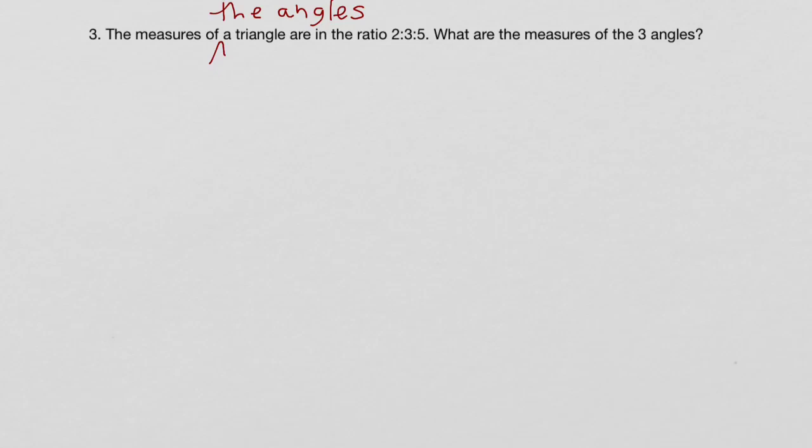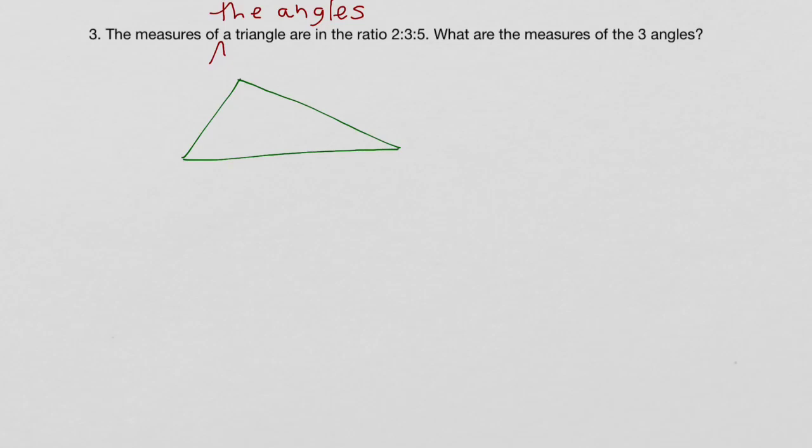So it doesn't mean that the measures themselves are 2 degrees, 3 degrees, and 5 degrees. It just means that they are in that ratio. So there's some multiplier. Like it could be 4 to 6 to 10, or it could be 20 to 30 to 50. It just has to be in that same ratio, 2 to 3 to 5. So there's some multiplier. I don't know what it is, and you don't know what it is probably yet, that if you multiply that same number by 2 and by 3 and by 5, you can actually get the angle measures. So what if we were to do something like this?